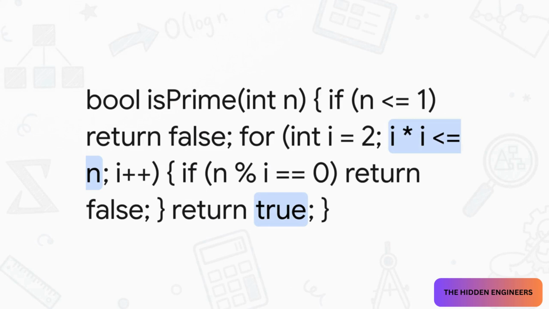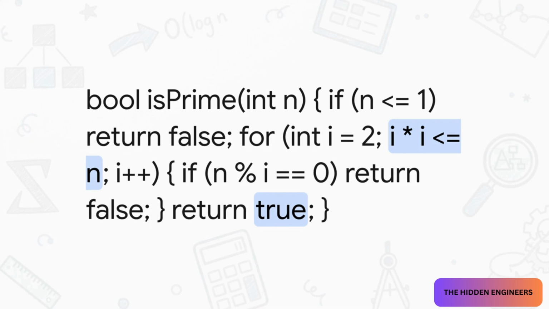And check this out. Here's how that logic translates into clean C++ code. Let's just walk through it. We've got bool isPrime(int n). First, we handle the edge case. If n is less than 1, return false. Easy. Then look at the for loop. For (int i = 2; i * i <= n; i++). See that i * i <= n? That's our square root trick, but it's faster than actually calling the sqrt function.